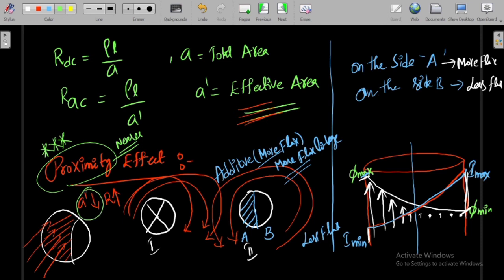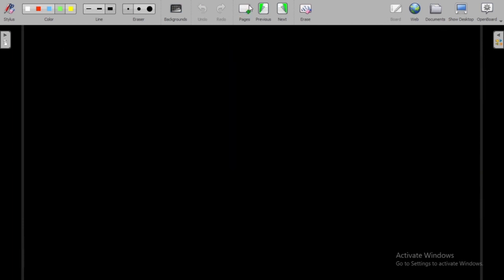This reduction or change in effective area is only due to AC supply, because in DC supply there is no rate of change of flux linkage, right? Why is it not happening in DC? In DC there is no rate of change of flux linkage. As there is no rate of change of flux linkage, induced EMF is 0. As there is no induced EMF, you will have no opposition. As there is no opposition anywhere, you will have the same current through each and every portion of the conductor. So this is about the skin effect and proximity effect.